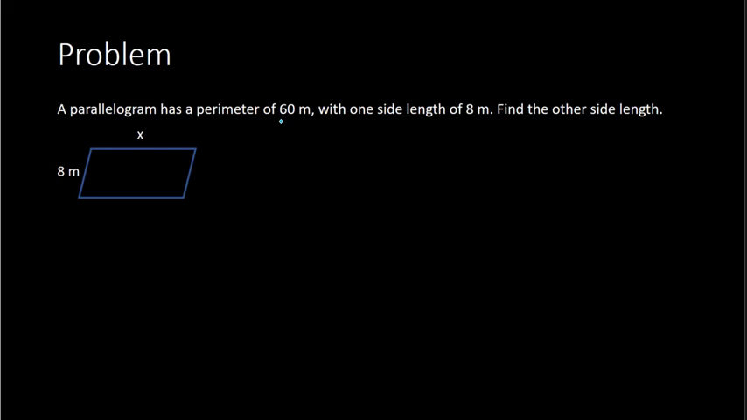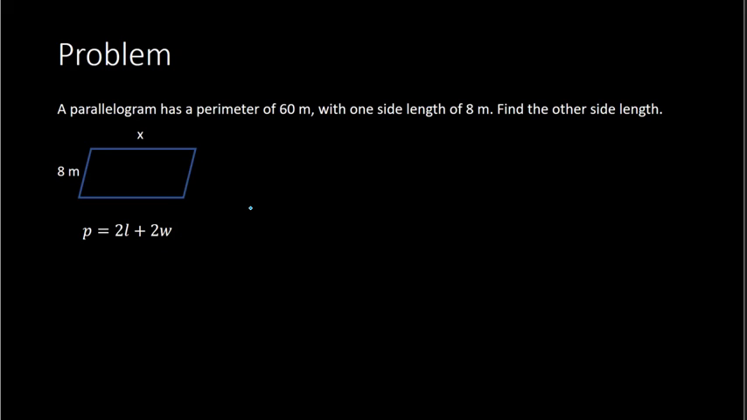Alright, and the perimeter we know is 60 meters. So we can use the fact that we know the perimeter and one of the side lengths to calculate the other side length. Well, we know the perimeter is found by taking two lengths plus two widths. So I can plug in numbers that I know. Perimeter is 60, so 60 can go in for P, and the width is 8, so plug an 8 in for W.